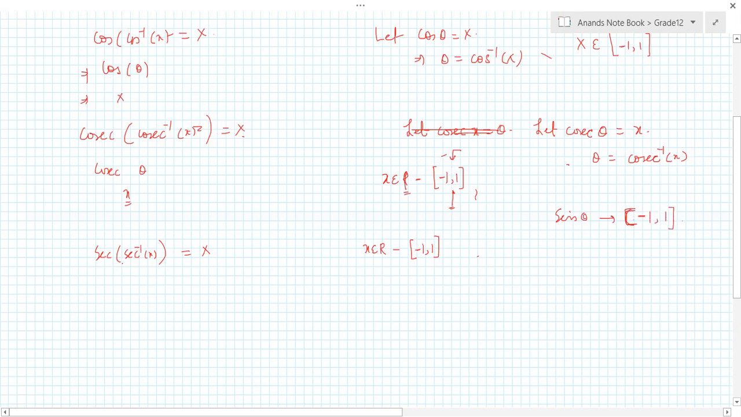Values of sine theta can be only between -1 to 1. So what about cosecant theta? Cosecant theta can be any value other than -1 to 1, because it's the inverse of it.